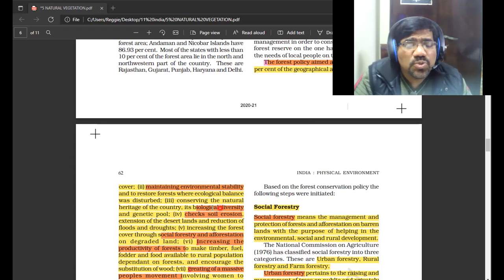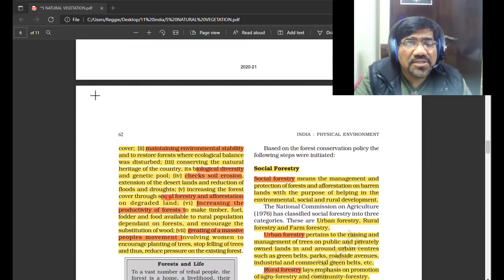What do the forests do? They help in conserving soil, so they check soil erosion. And how can we increase the forest? By increasing social forestry and afforestation. If we do that, the productivity of the forest will increase, and it will be able to provide wood, timber, fuel, fodder, and various other things.